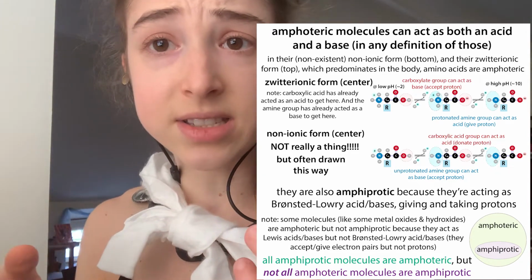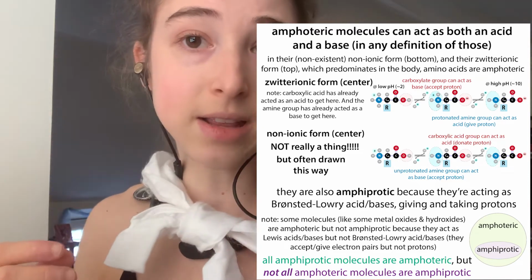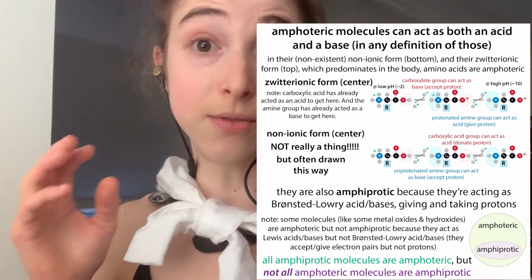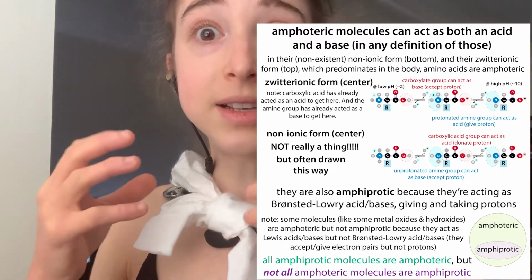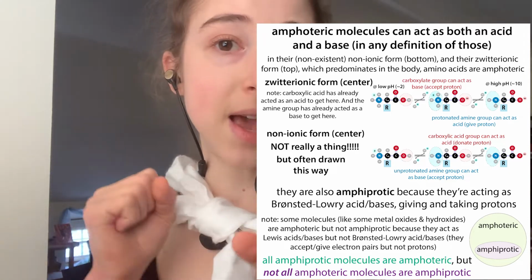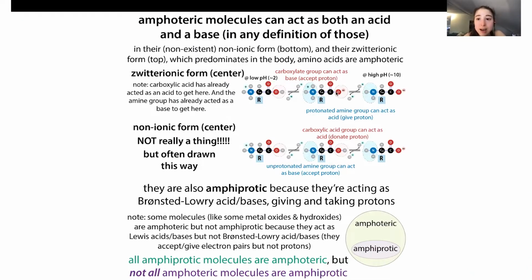Because it can act as both an acid and a base in this zwitterionic form, as well as in the non-existent non-ionic form, I wanted to tell you about it because you'll often see it drawn and mentioned that way, and I don't want to confuse you further. But in those forms, it is amphoteric, which means it can act as both an acid and a base. So you can have the carboxylic group acting as a base and the amino group acting as an acid.